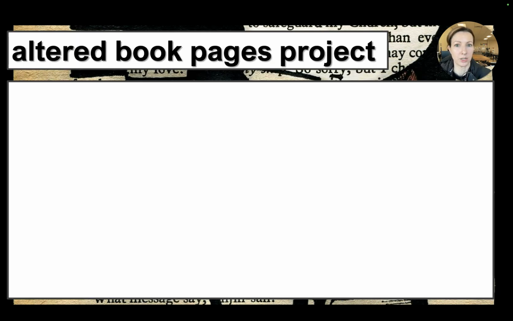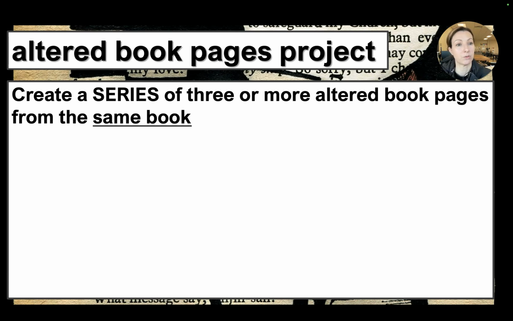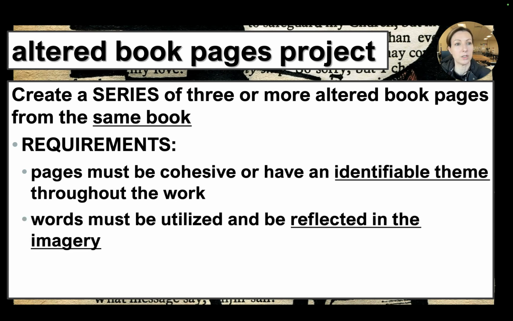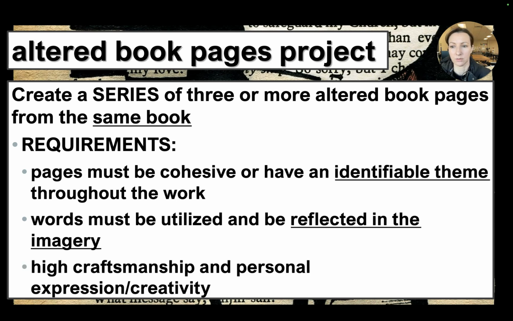So for your project, I want you to create a series of 3 or more altered book pages from the same book, so in the same way that Tom Phillips created his. So the requirements are that your pages must be cohesive or have an identifiable theme throughout the work. So as you're looking through the pages, you need to think of a theme, things that work together. So you need to utilize your words, be very choosy with the words you pick, and it should be reflected in the imagery, something with the words that you choose.